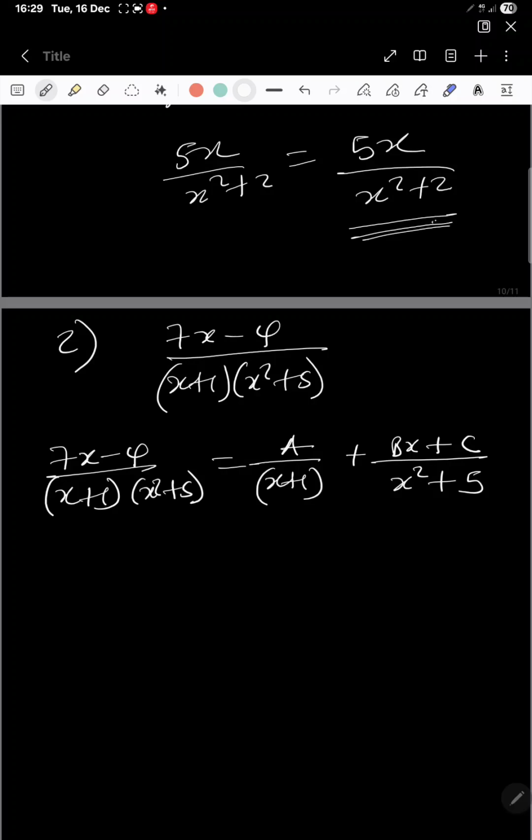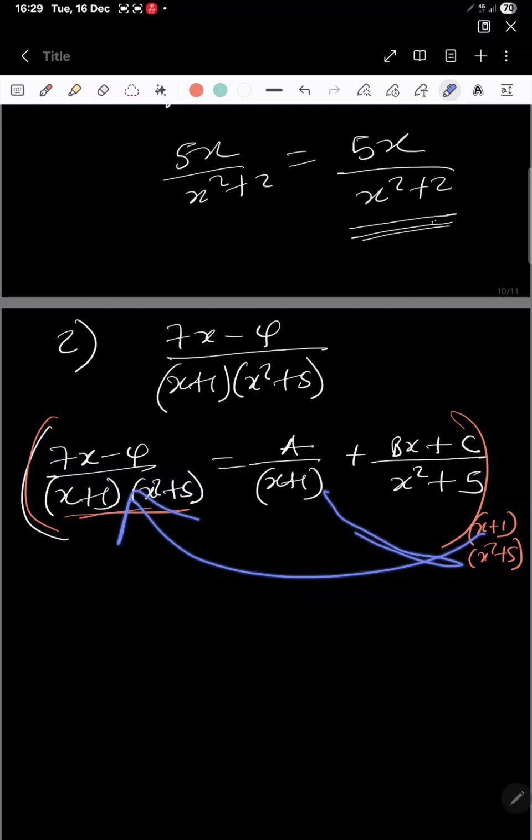Okay, so now after you've done that, what you simply need to do is to find the values of a, b, and c. So for you to get the values of a, b, and c, what you simply need to do is to multiply throughout, just like we've been doing. So you need to multiply throughout by the denominator here. So you multiply throughout by the x plus 1 and the x squared plus 5. So if you are to do that, you're going to multiply this with that, then this with that.